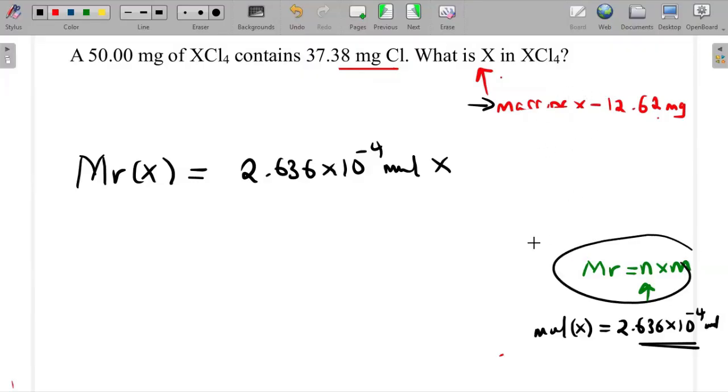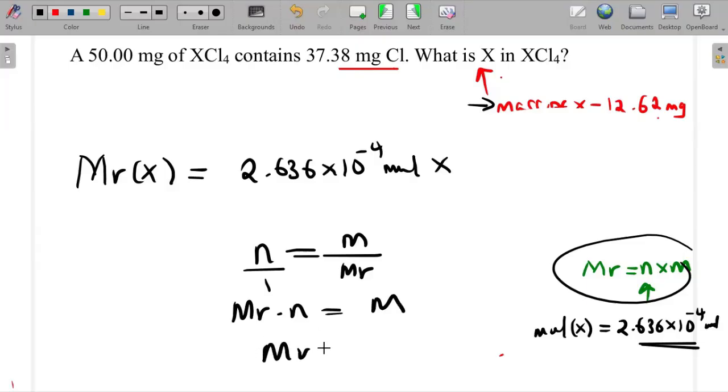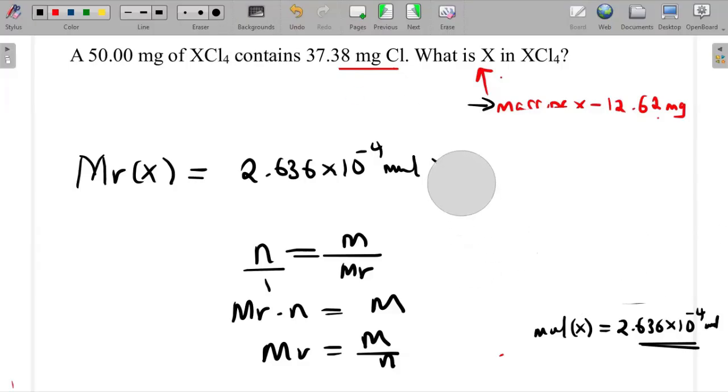Did I make the correct subject of the formula? Moles is equal to mass over molar mass. So this has to be molar mass multiplied by moles is equal to mass. So molar mass is equal to mass over moles. So this one was wrong. Okay, so molar mass is equal to the mass.